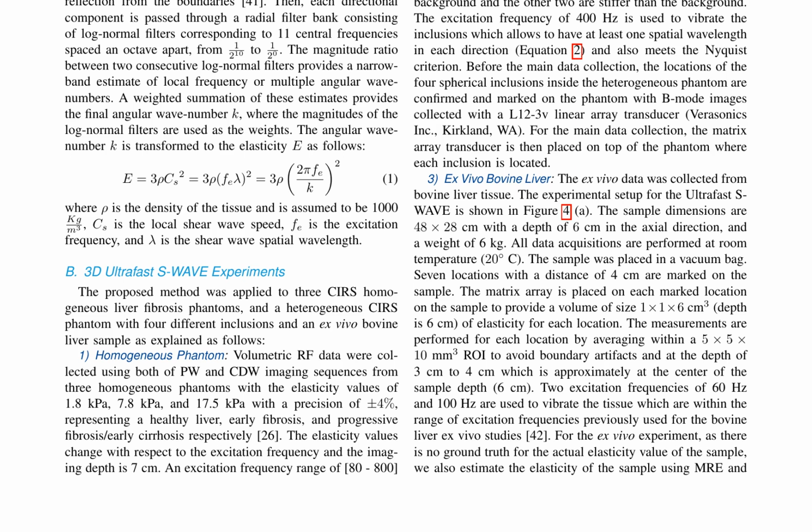For the ex vivo bovine liver, the experimental setup for the ultrafast SWAVE is described, and the sample dimensions and weight are provided. The matrix array transducer is placed on 7 marked locations on the sample, and the measurements are performed for each location by averaging within a 5 by 5 by 10 cubic millimeters ROI to avoid boundary artifacts. 2 excitation frequencies of 60 Hz and 100 Hz are used to vibrate the tissue, and the estimated elasticity values are validated using MRE and quasi-static compression testing.